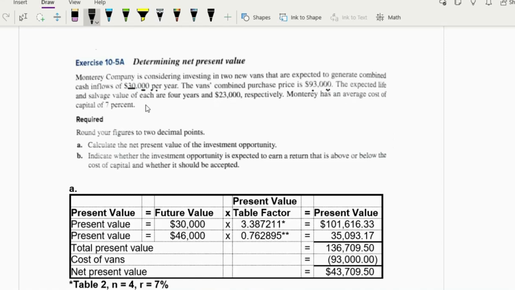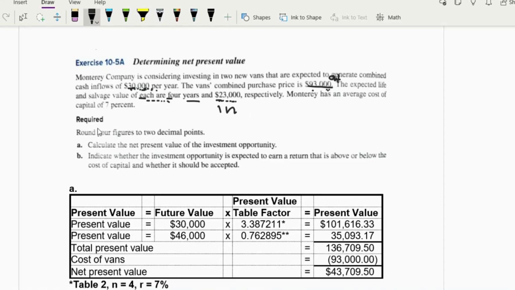The expected life and the salvage value of each are 4 years. So each means now this is not combined. Both of them have 4 years life, and both of them have a salvage value of 23,000. So you know that salvage value is an inflow, purchase price is an outflow. You have to spend the money, and this is also an inflow, revenue, 30,000, right?